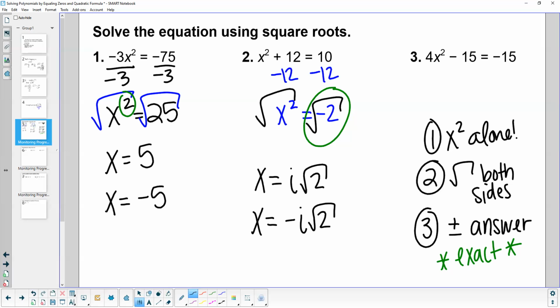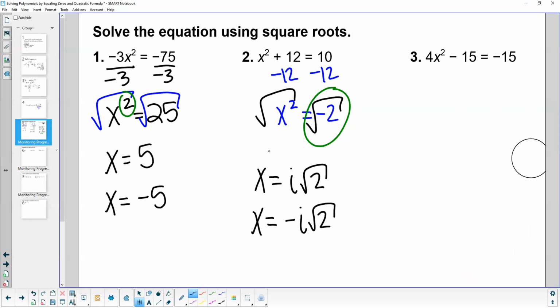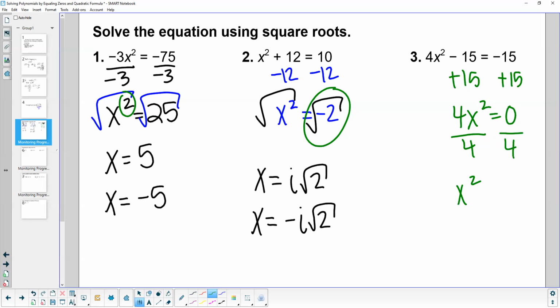As we're going through this, we are going to erase our steps here. So hopefully you have them all written and you can refer to them in your notes. So as we go through this, our first step is to get x squared alone. So we're going to do that by adding 15 to both sides here. So I end up getting 4x squared equals 0. Then I divide by 4 on both sides, and x squared equals 0. You guys, this is okay.